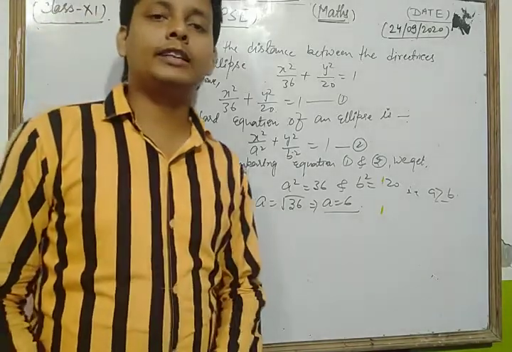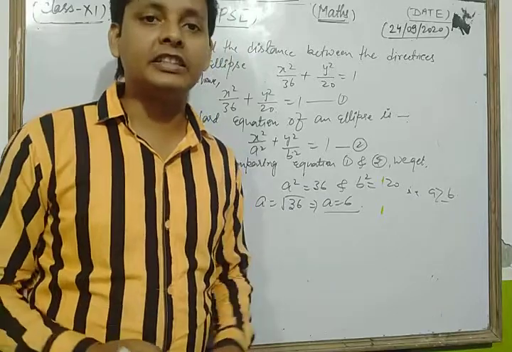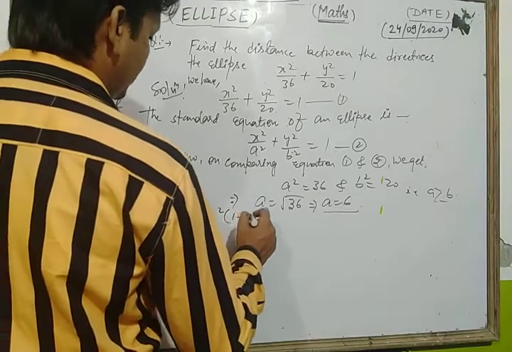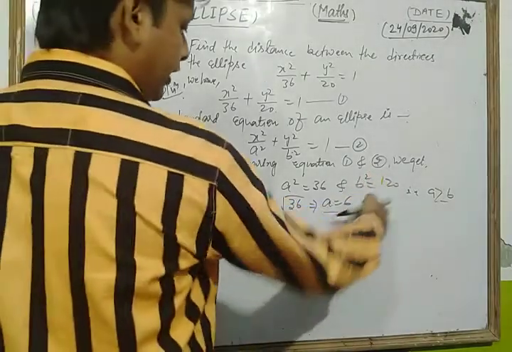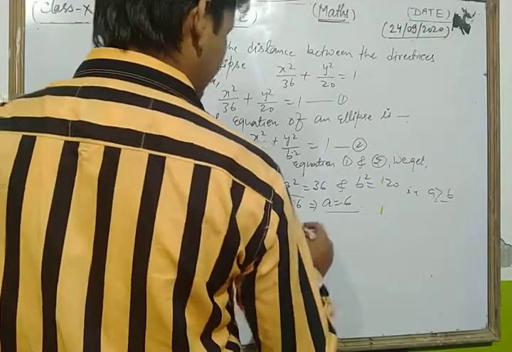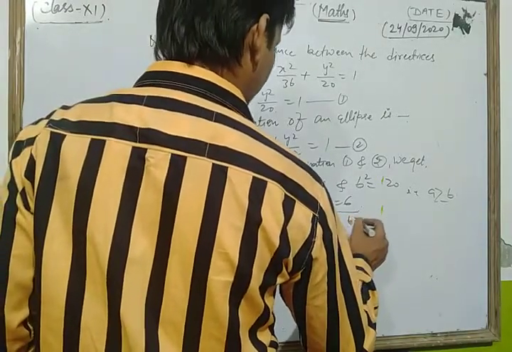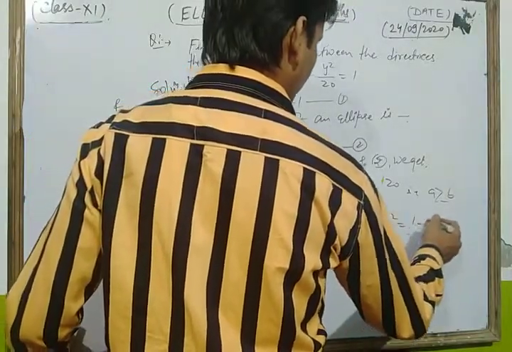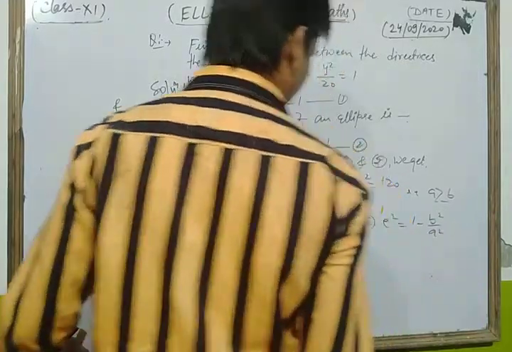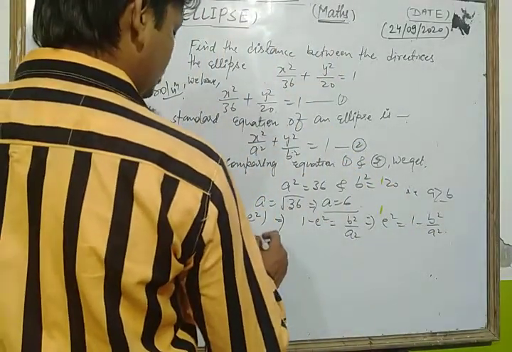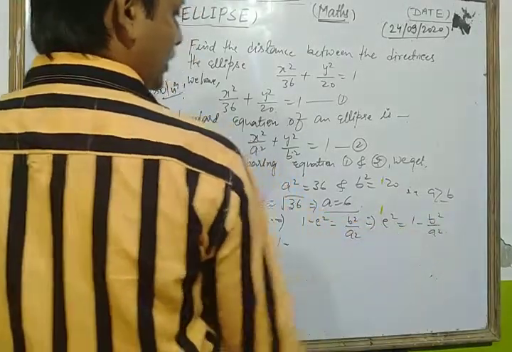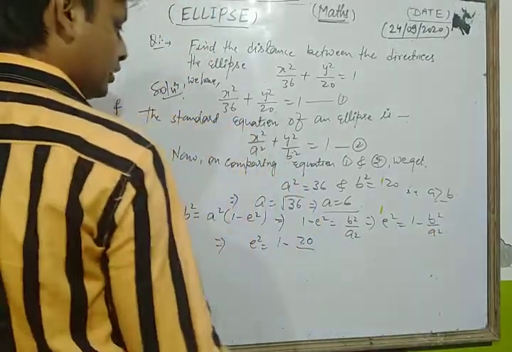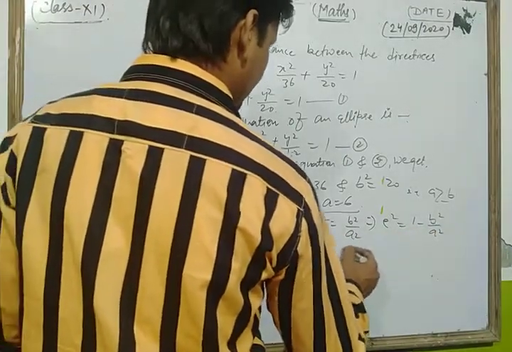Now we find the value of E, the eccentricity. Since we know the relation B square is equal to A square in bracket 1 minus E square. Now putting all the values, we get 1 minus E square is equal to B square upon A square. Then we can write E square is equal to 1 minus B square upon A square. Now we put the values. E square is equal to 1 minus the value of B square, 20, upon the value of A square, 36.